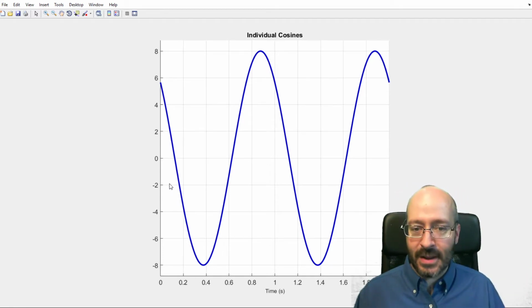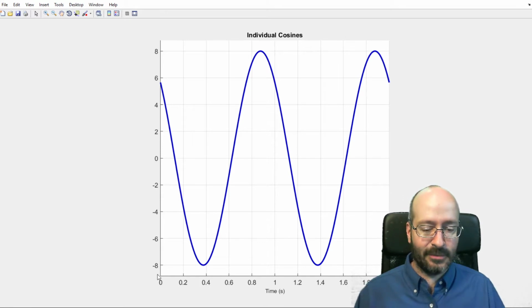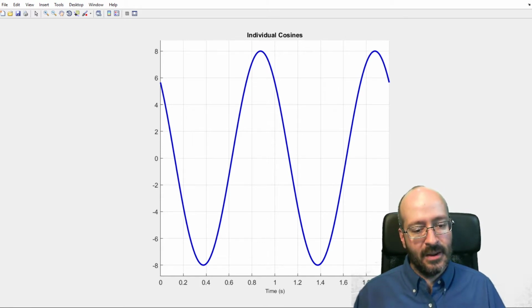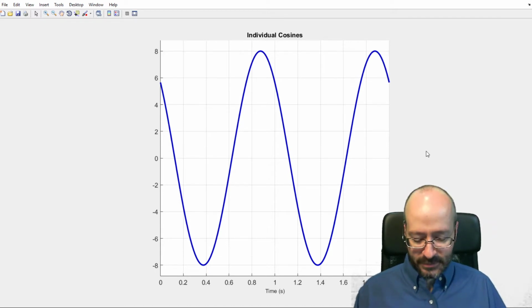This is the time domain representation. We can see along the horizontal we're measuring time in seconds. So with an angular frequency of 2 pi radians per second, we're going to make 2 full revolutions in 2 seconds. It looks like the peak is up here at 8, and the negative peak down here is at -8. That should give us some idea of what's going on there.